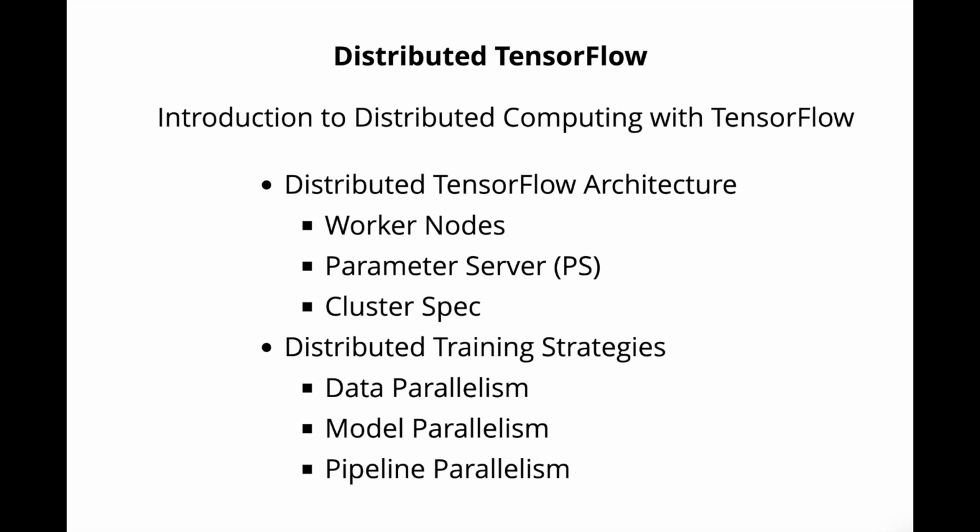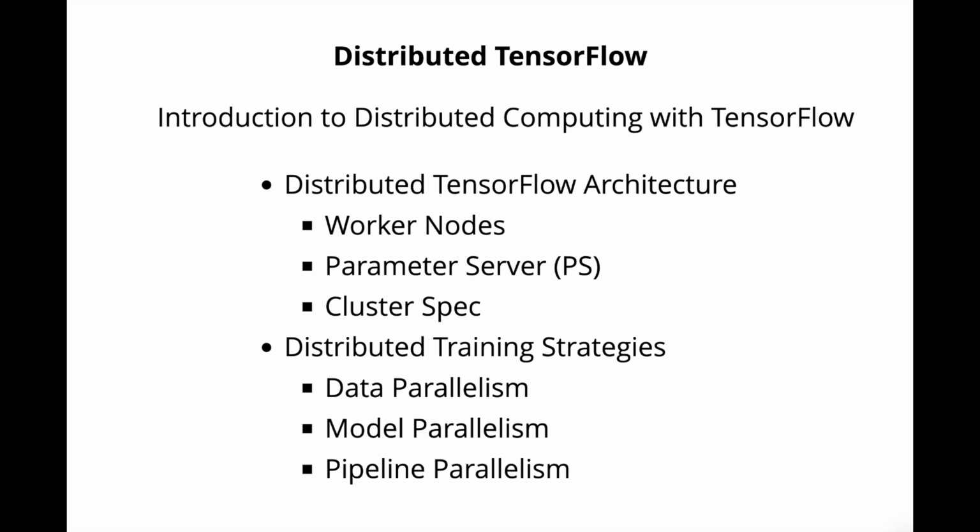Parameter server (PS). In some distributed TensorFlow setups, parameter servers are used to store and update model parameters during training. They act as a centralized repository for model weights and gradients. Cluster spec. TensorFlow uses a cluster specification to define the layout of worker nodes and parameter servers in the distributed setup. It specifies the IP address and ports of all the nodes in the cluster.